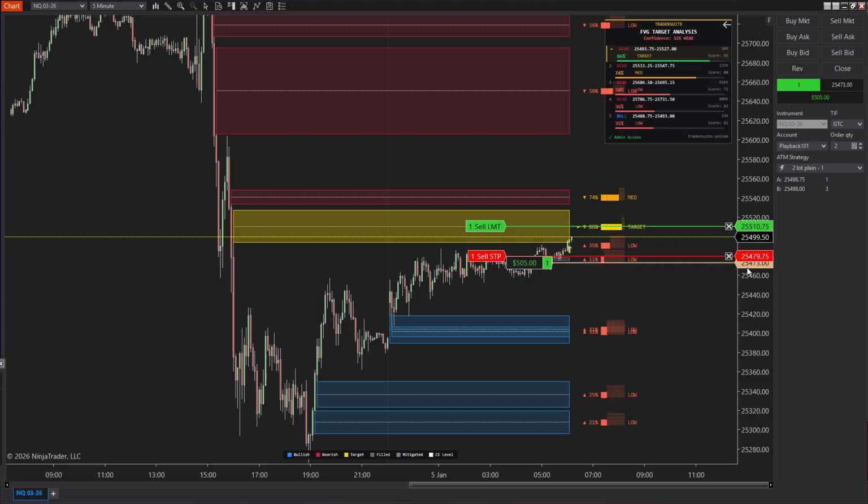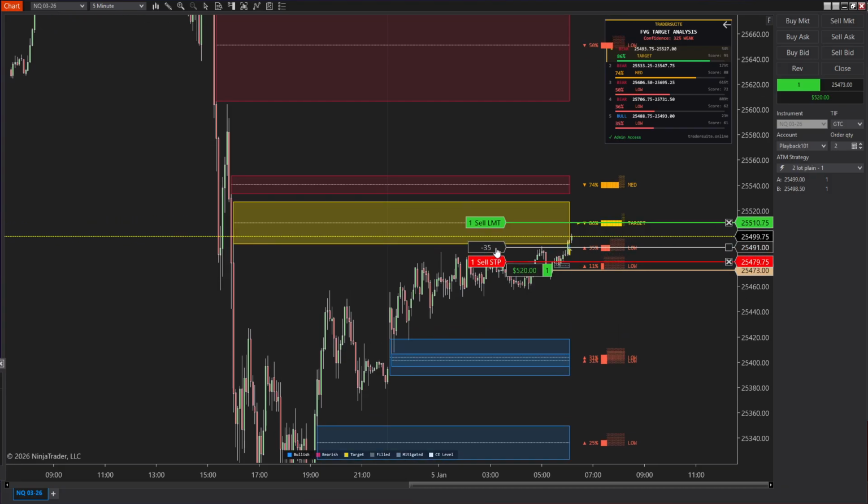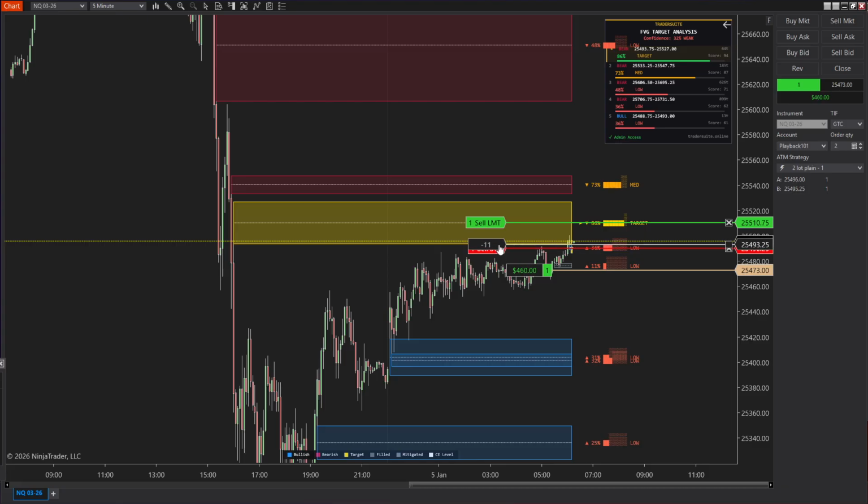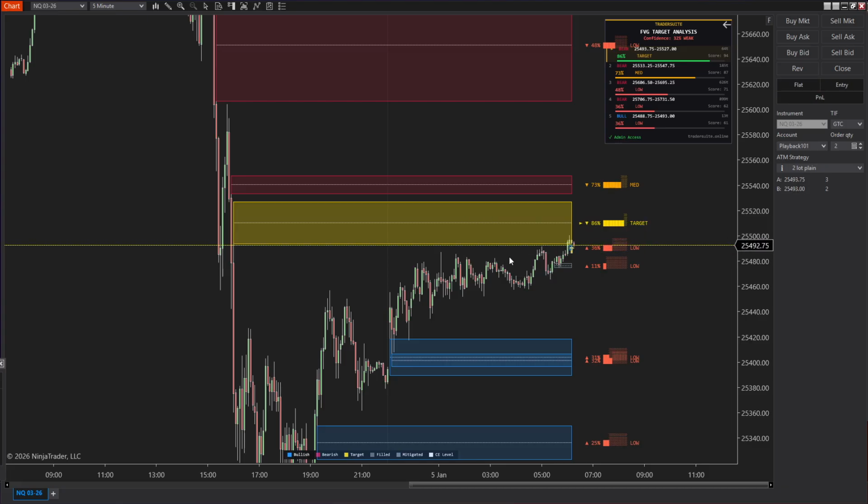And here, price punches completely through this zone. With full fill mode on, the FVG is now considered filled. Watch, it disappears from the chart and the panel re-ranks the remaining targets. The next candidate automatically becomes the new leader.